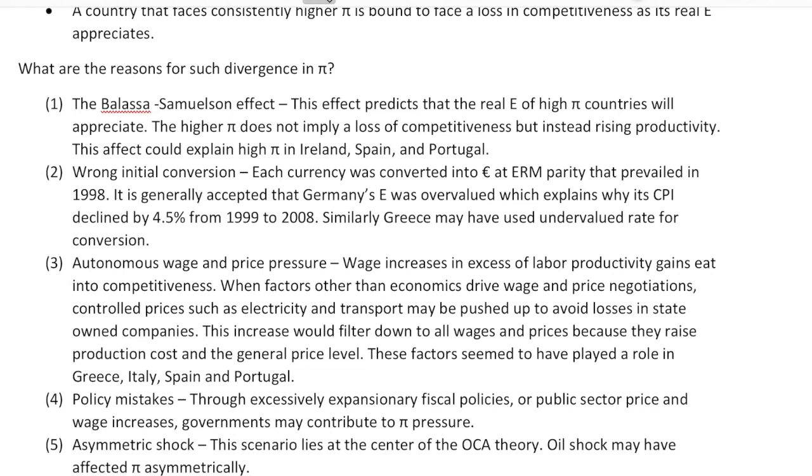Finally, the fifth component is asymmetric shocks, which was at the center of optimum currency area theory, and may have affected certain economies asymmetrically as well, especially, for example, an oil shock could affect oil-producing nations' inflation rates asymmetrically.